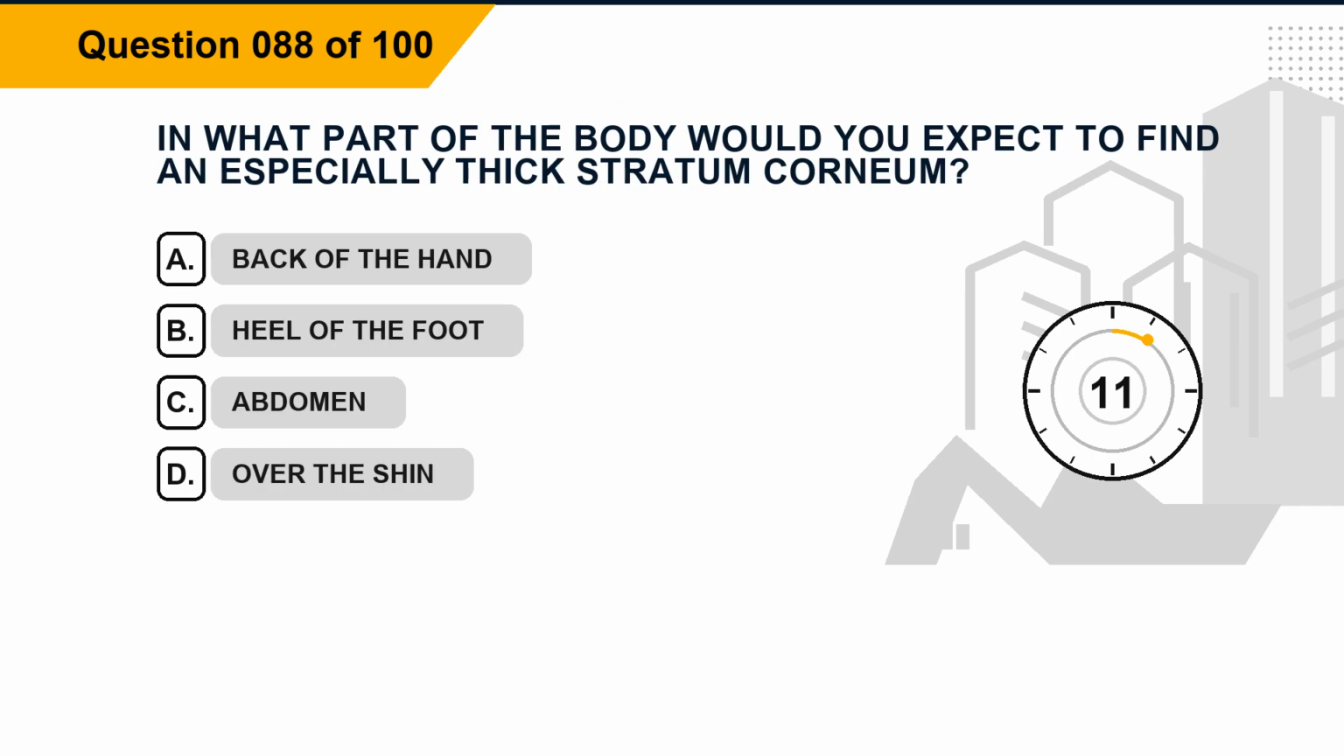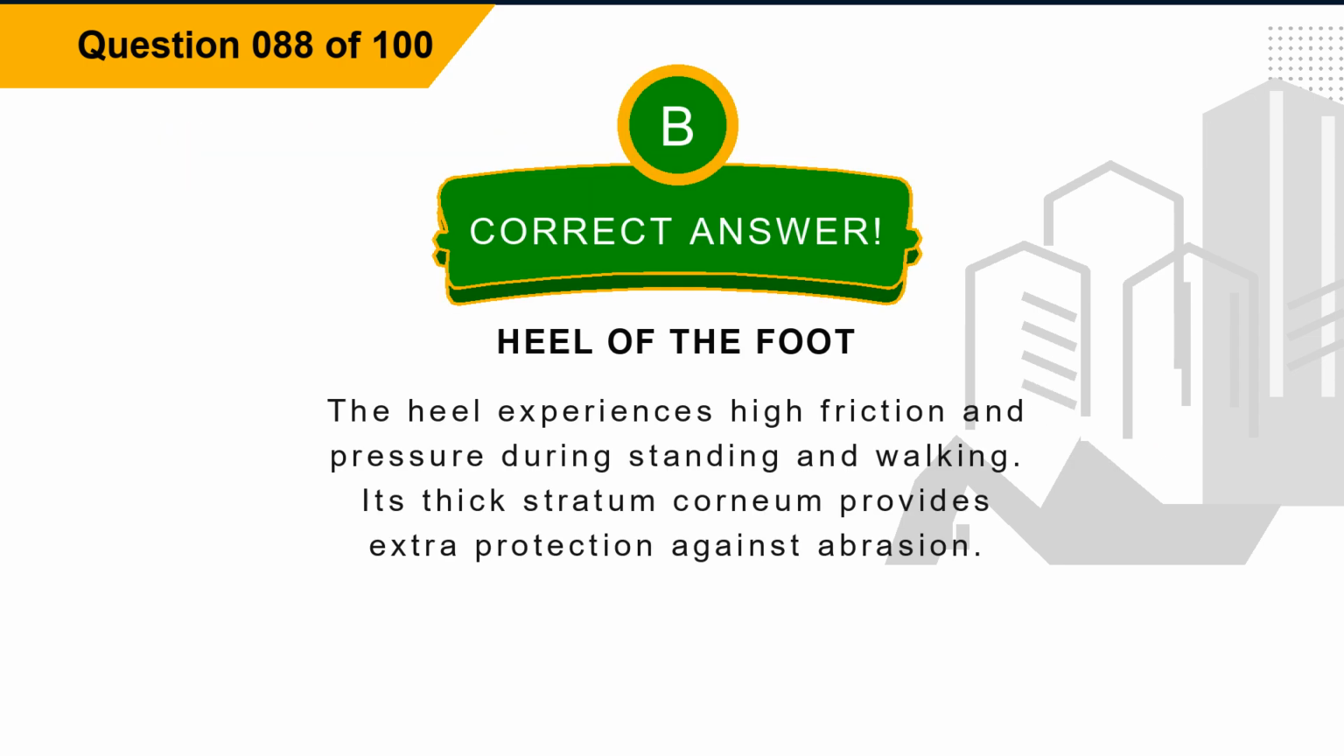Question 88. In what part of the body would you expect to find an especially thick stratum corneum? Option A, back of the hand. Option B, heel of the foot. Option C, abdomen. Option D, over the shin. The correct answer is option B, heel of the foot. Explanation: the heel experiences high friction and pressure during standing and walking. Its thick stratum corneum provides extra protection against abrasion.